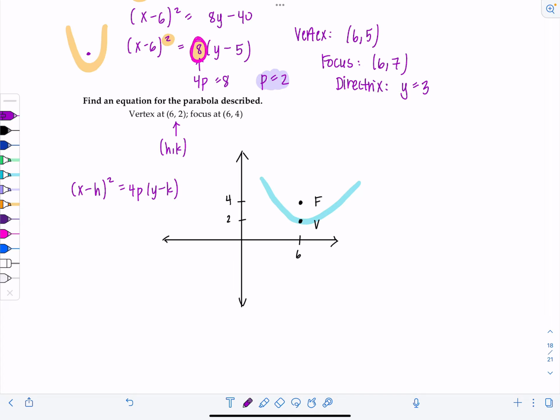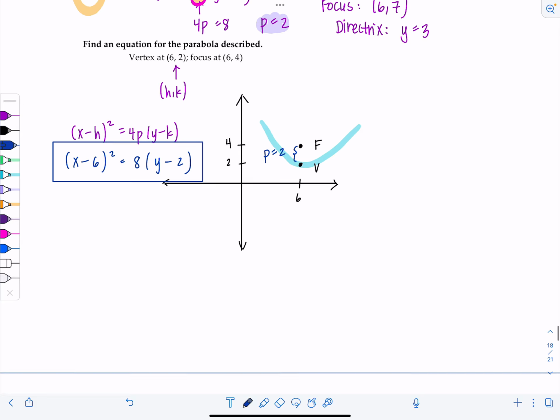Okay, we know h and k. And actually, you can tell what p is if you just look at how far apart the vertex and the focus are. Oh my God, I need to get some new numbers. Why is it all turning out the same, huh? Okay, so it is at (4, oh, I was trying to figure out where it was. Here, p is 2, right? These are 2 apart. So p equals 2. And then we have h and k, so it's going to be (x minus 6) squared equals 8 times (y minus 2). And that's it.